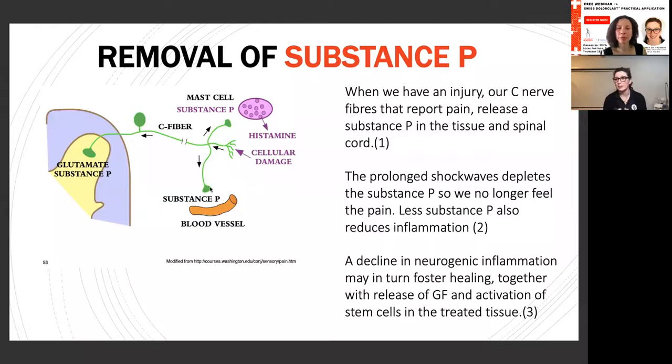Some people talk about this as numbness in the area, but that's what they feel immediately. So when you're palpating, you'll notice a change in how sensitive that is afterwards. So we know that less substance P also will reduce inflammation, and this will in turn foster healing. It will help release growth factor and will help activate stem cells. So it's very powerful in this removal of substance P. It does more than just remove pain. It actually helps activate stem cells, which not many other things can do.